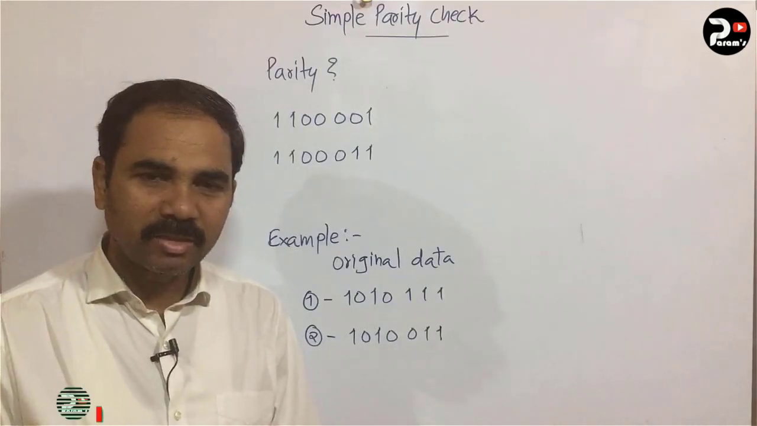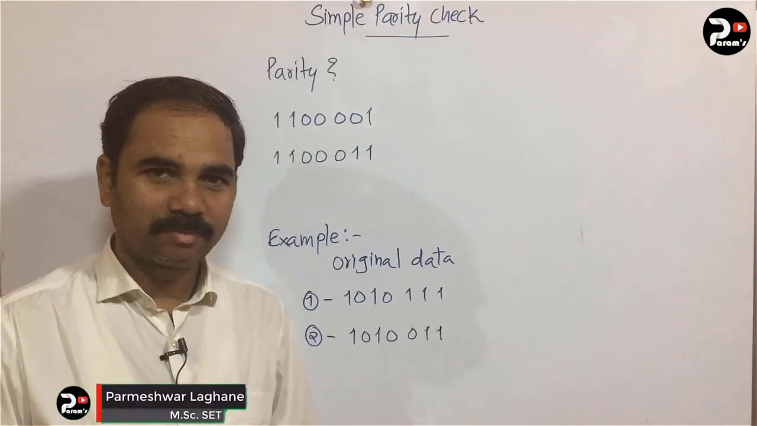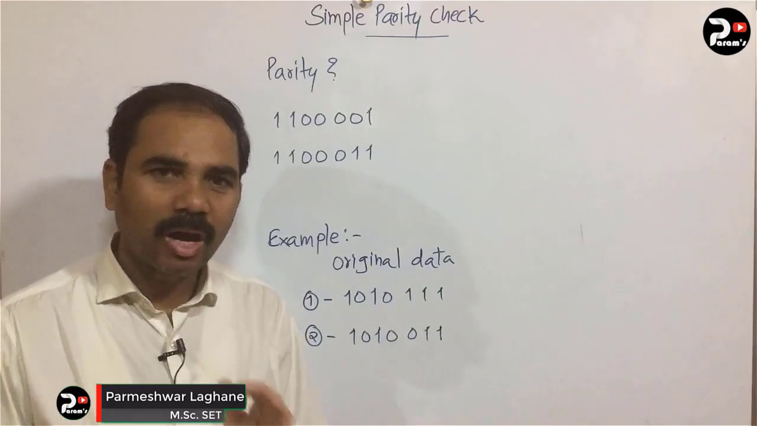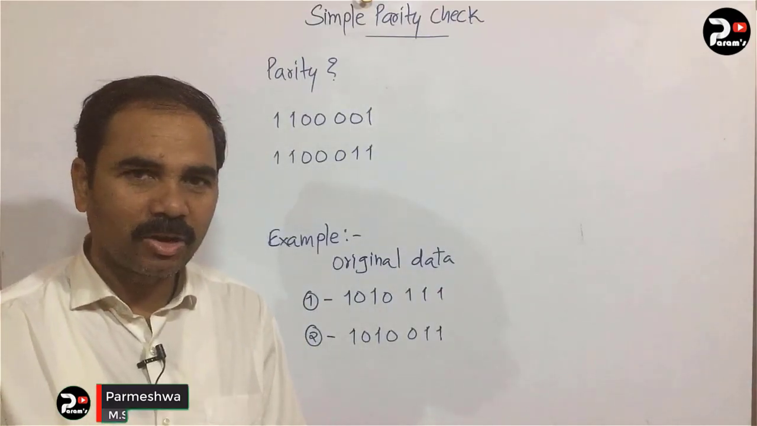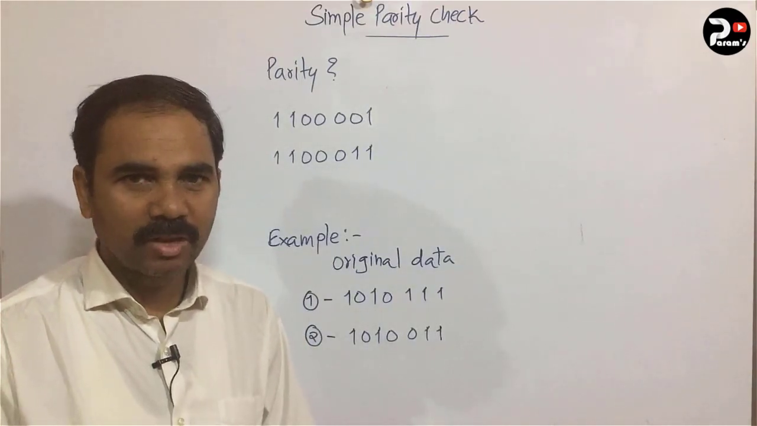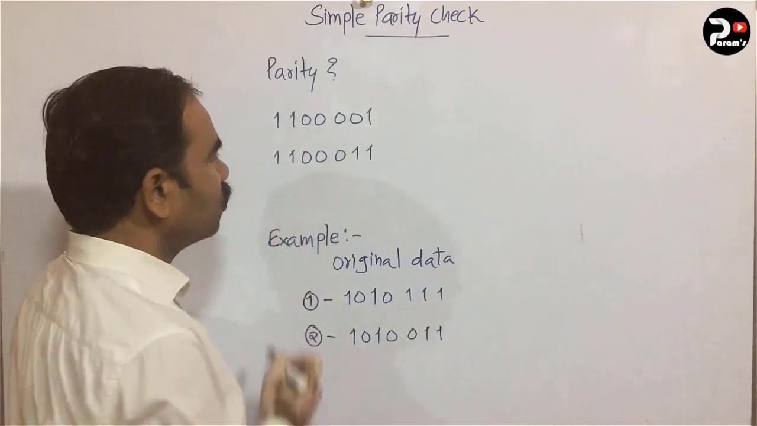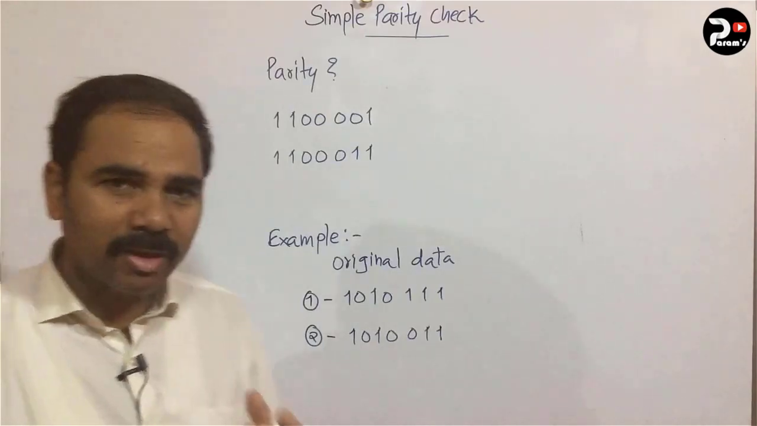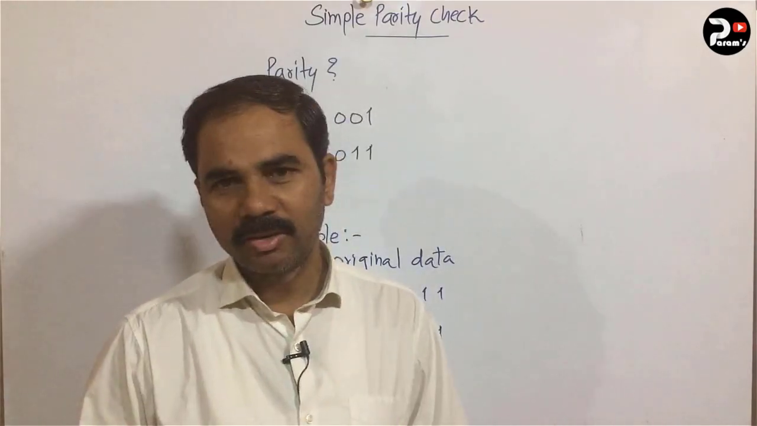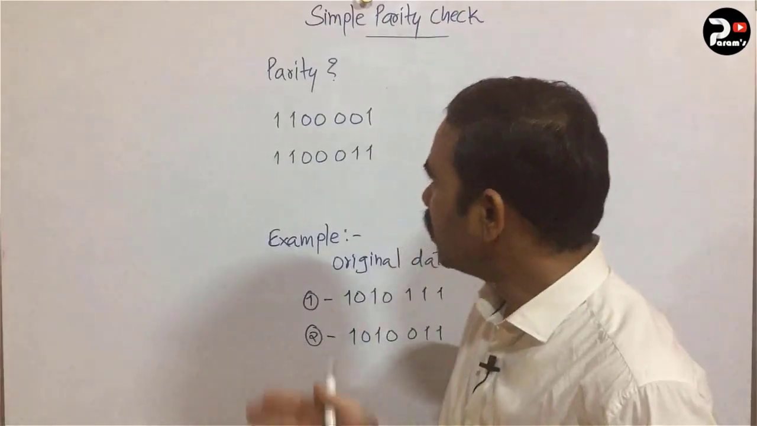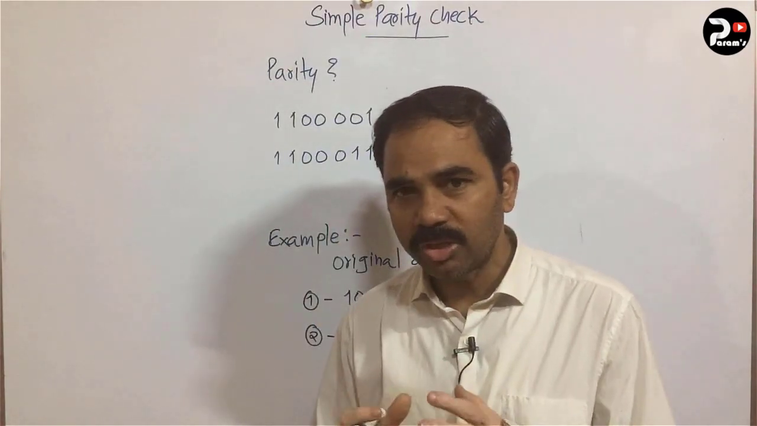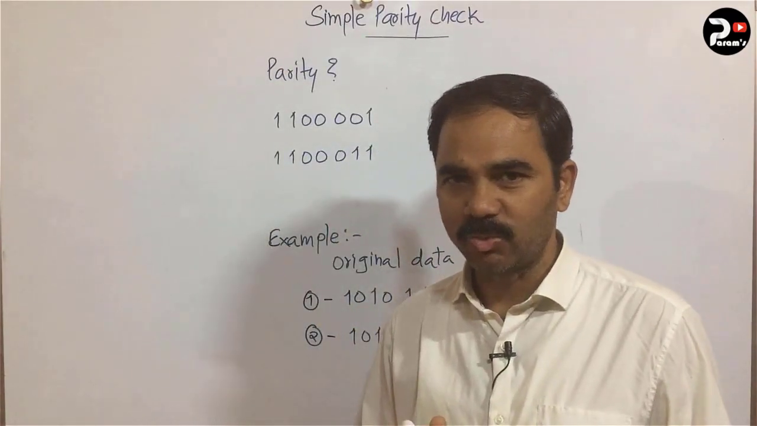Simple parity check method is based on parities. So let me first tell you how we can compute the parity of a given data unit. Suppose the data to be sent is 1100001. How can we compute the parity of this data unit? To compute the parity of this data unit, we have to count the number of ones in that data unit.